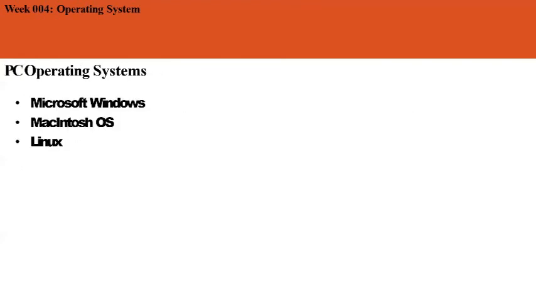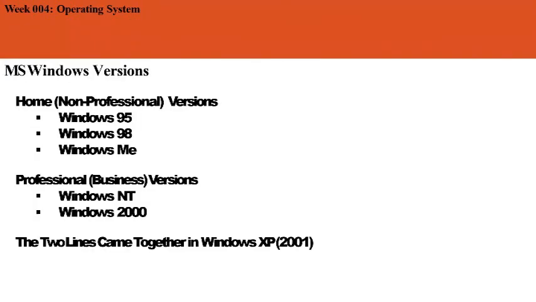Then we have here the list of different operating systems. We have operating systems under the Microsoft Windows, the Macintosh OS, and the Linux. Okay, so for the first one, we have here the different Windows versions. The first is the home or the non-professional versions. We have Windows 95, Windows 98, and Windows Me. So nag-upgrade ang ating Windows operating system.